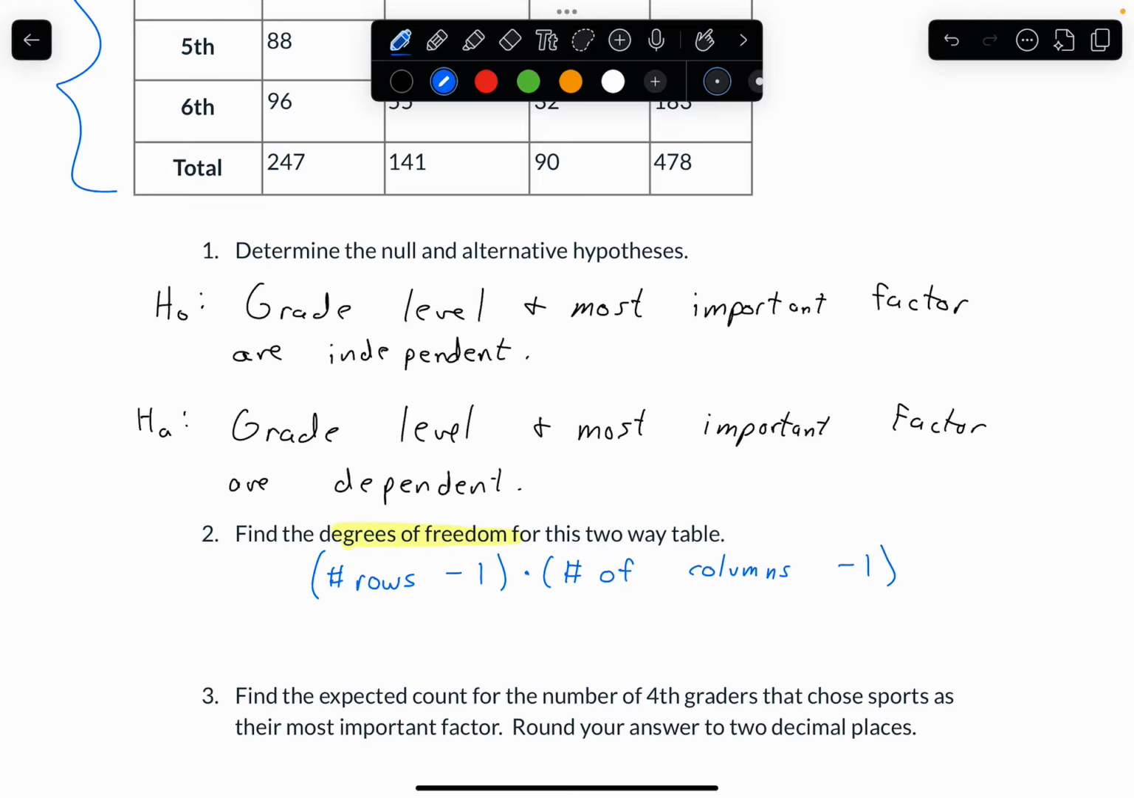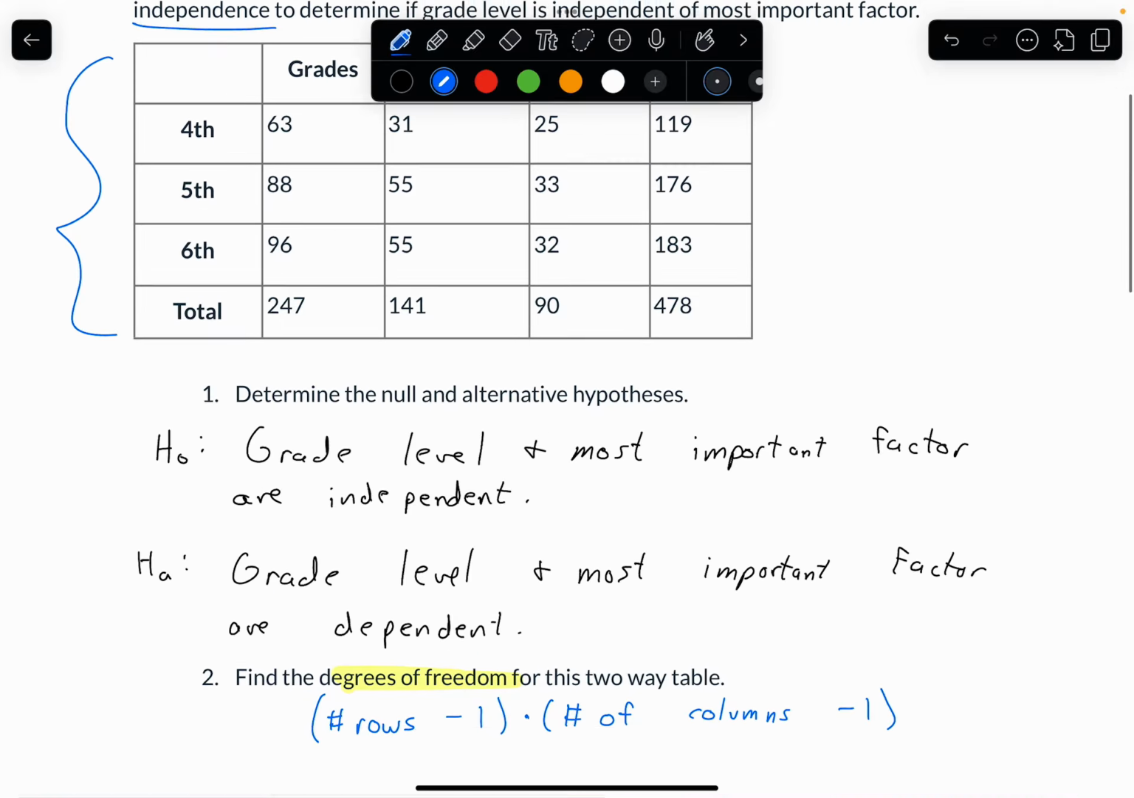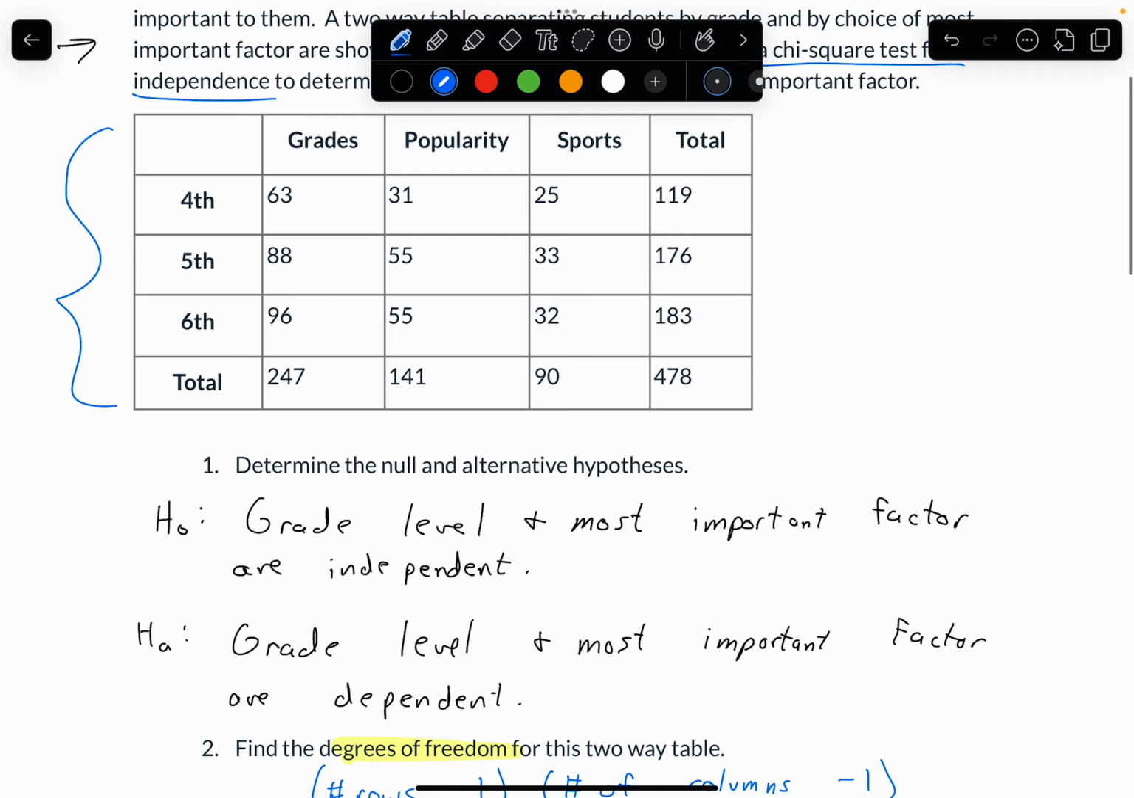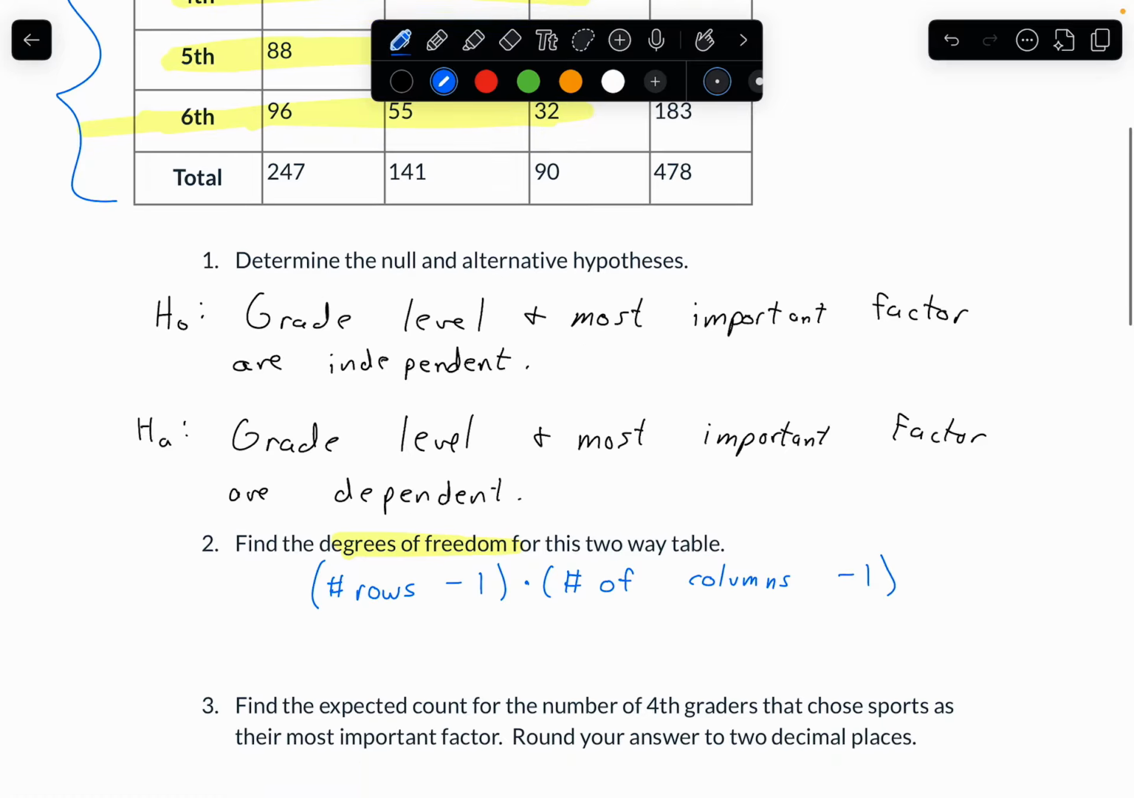So when I go up and look at my two-way table, my number of rows, those are my horizontal rows. Now we need to be very careful here because the number of rows is not going to include the total row. So when I look at this, I've got a row for 4th grade, a row for 5th grade, and then a row for 6th grade. I'm not going to count that total row down at the bottom. So I have 4th and 5th and 6th, that's 3 total rows. So I have 3 total rows minus 1 times, and I'm going to do the same thing for columns.